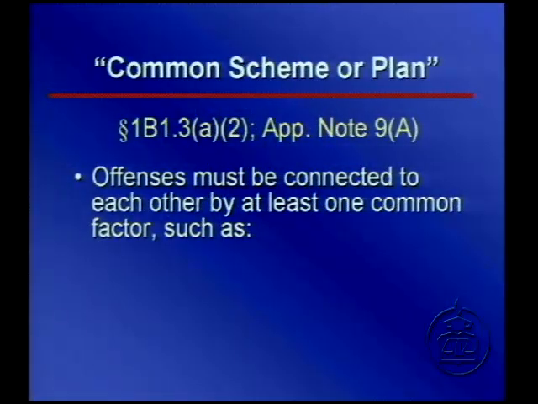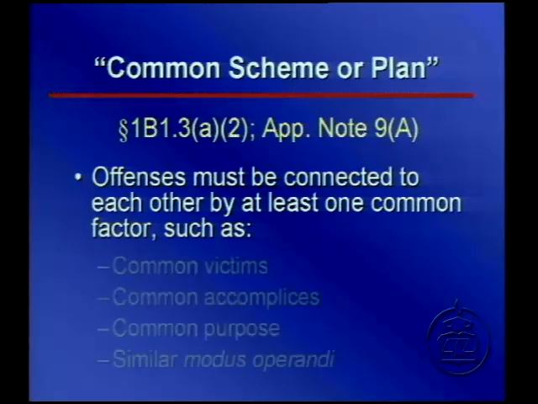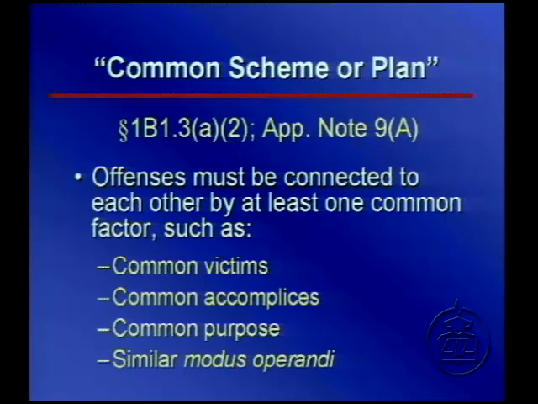And once you have made that determination that it's beyond 1B1.3(a)(1)(A) and (B), to look to the same course of conduct, common scheme, or plan, the guidelines give some examples at application note 9(A) of what we mean by common scheme or plan, and then also same course of conduct with that at application note 9(B). For common scheme or plan, offenses must be connected to each other by at least one common factor, such as common victims, common accomplices, common purpose, or similar modus operandi. If you have one of those, it is most likely going to be a common scheme or plan if it has one of those offenses listed at 3D1.2(d).